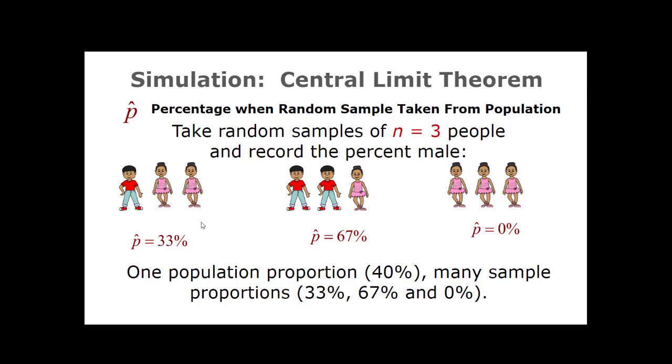Okay, so p hat, I can get 1 out of 3, 33%. I can get 2 out of 3, which is 67%, or I can do a draw and none of these children are boys, okay? So I have one population proportion, which is 40%, which is the truth, but I have many sample proportions. Many things can happen from that.